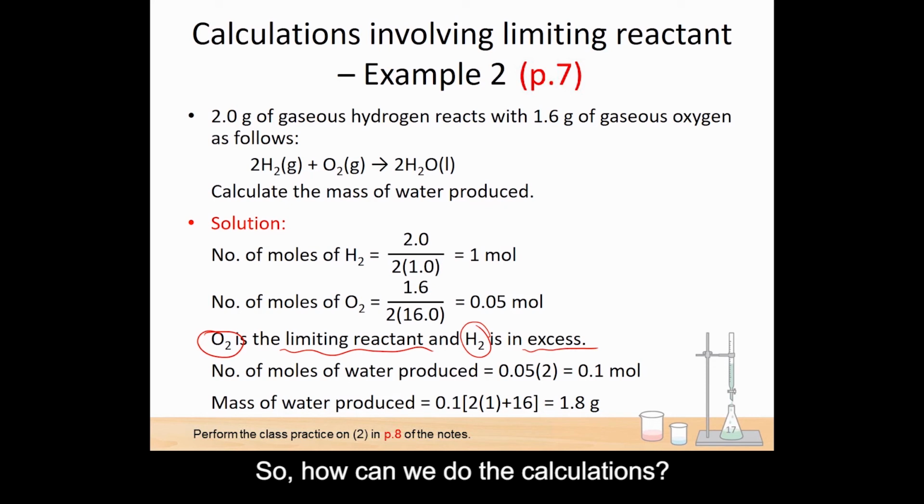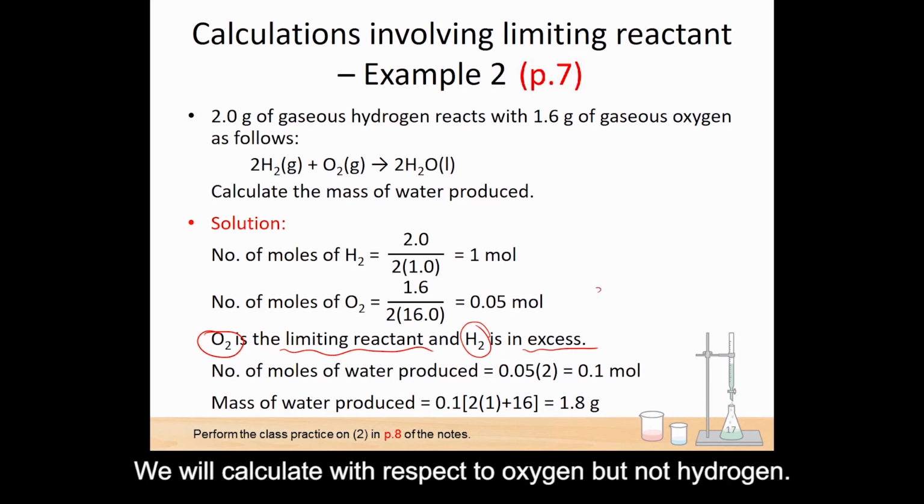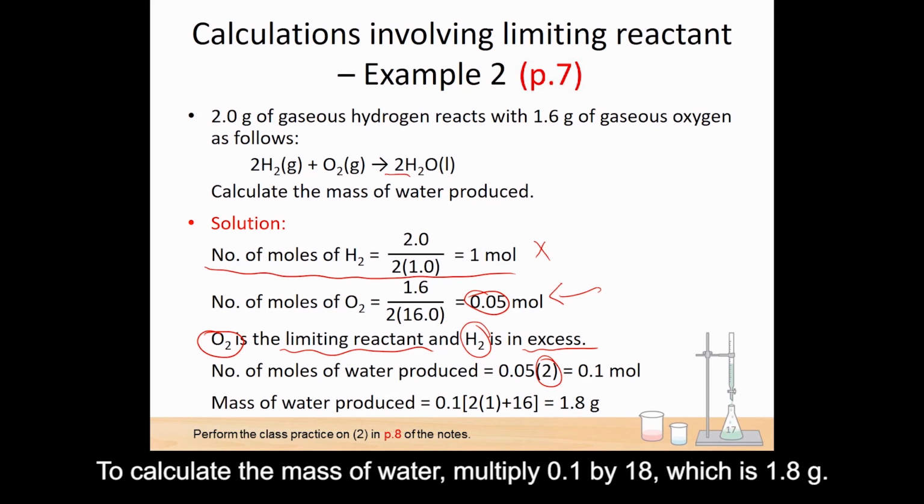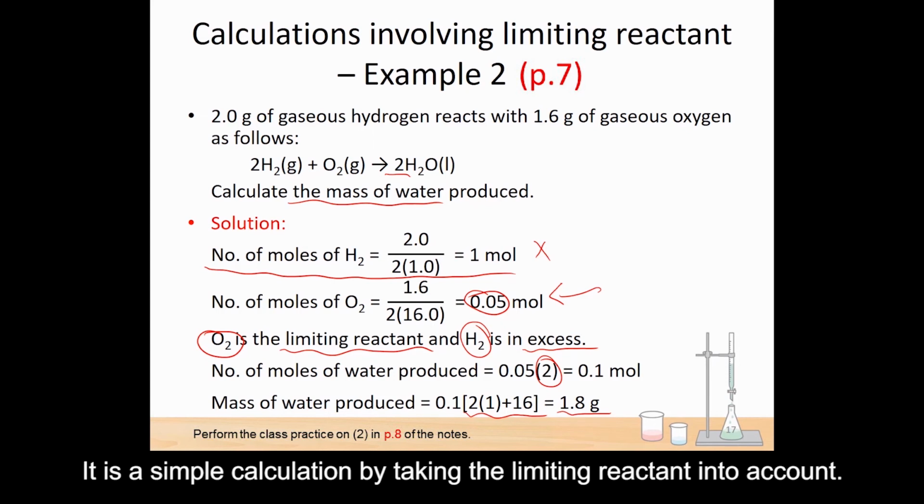So, how can we do the calculations? We will calculate with respect to oxygen but not hydrogen. How many moles of water is produced? Since the ratio between oxygen and water is 1 to 2, multiply 0.05 by 2 equals 0.1. To calculate the mass of water, multiply 0.1 by 18, which is 1.8 grams. It is a simple calculation by taking the limiting reactant into account.